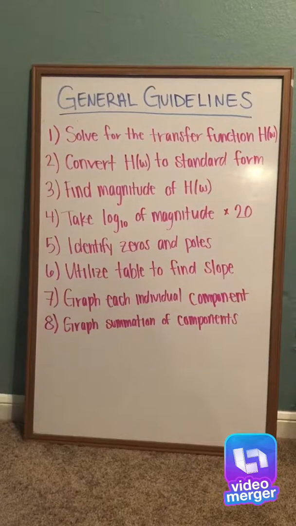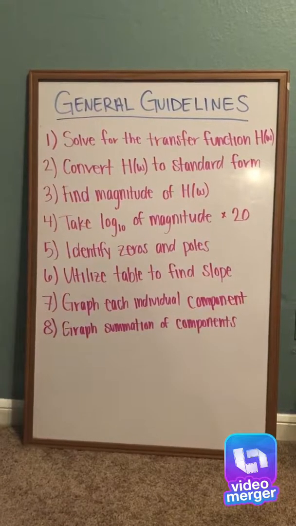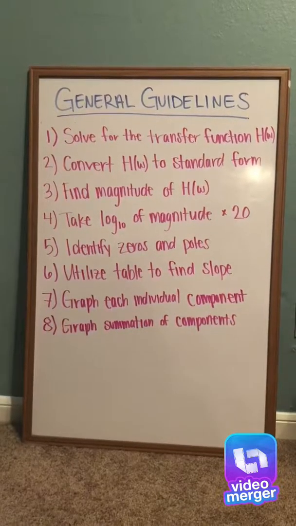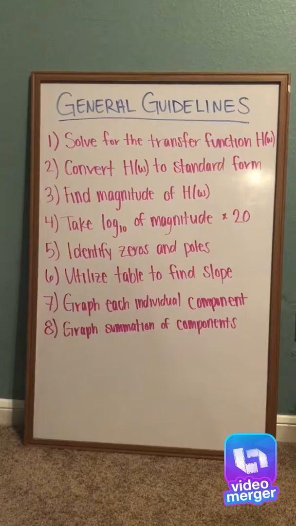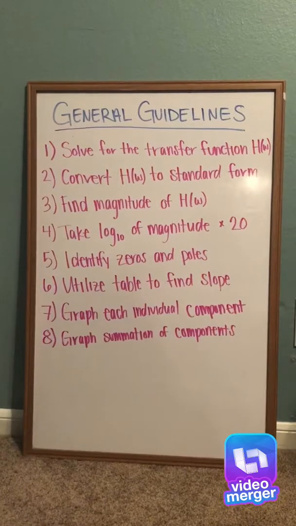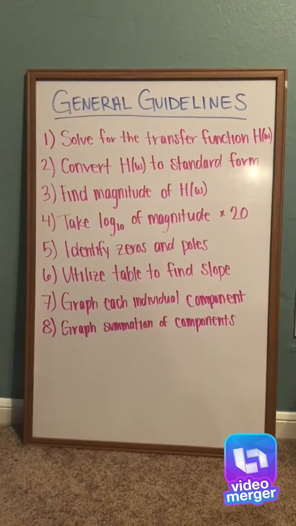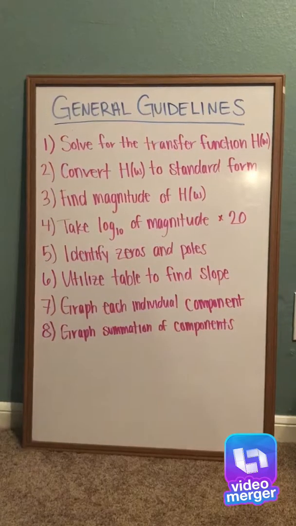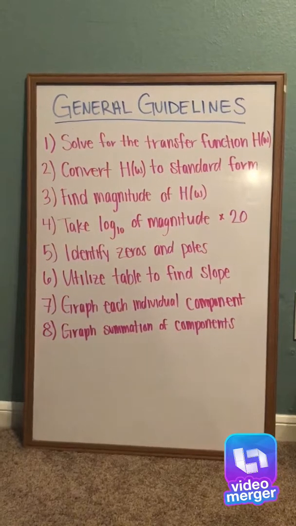We will begin by outlining the basic steps required to obtain the final magnitude graph. Step 1. Solve for the transfer function H of omega. Step 2. Convert H of omega to standard form. Step 3. Find the magnitude of H of omega. Step 4. Take the log base 10 of this magnitude and multiply it by 20.